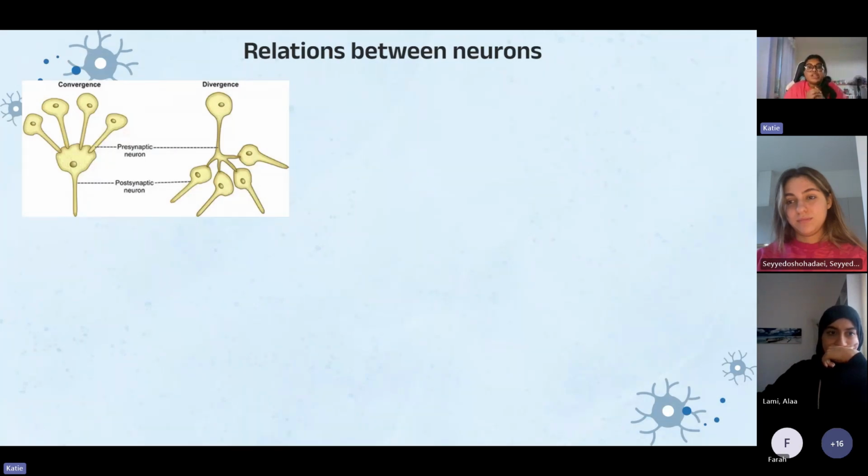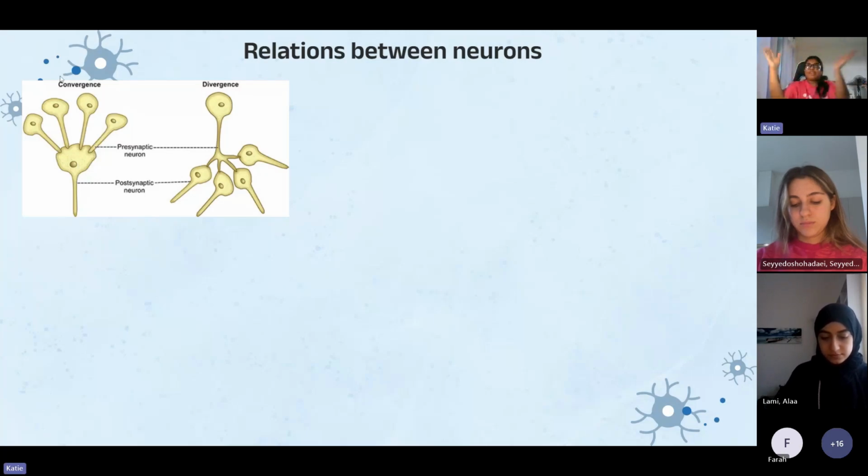Okay, so then we're going to talk about the relations between the different neurons. There's a very simple part of neurophysio, the easiest part. So we have convergence and divergence. Convergence is where you have many different presynaptic neurons giving stimuli to one postsynaptic neuron. You just have to know that.